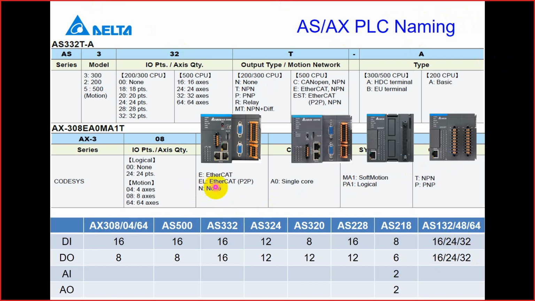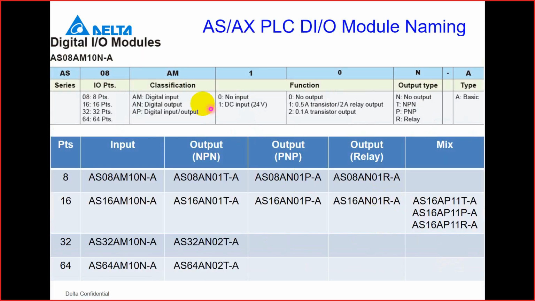Okay, and by the way, just here, for AX3 series, this one is based on codices. So if you see E, that means for EtherCAT and EL, means point to point. I think this one also talk about in the previous page. Okay, and this one I think you already know, so I won't spend time. Input is M, output is N, then mix is P.